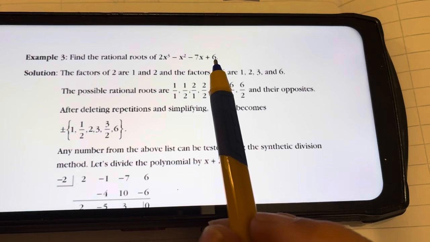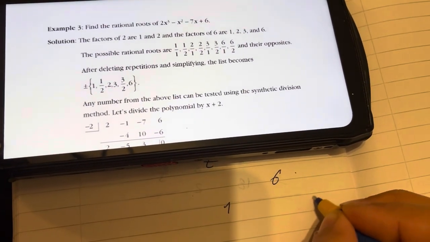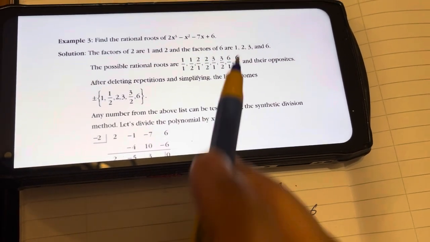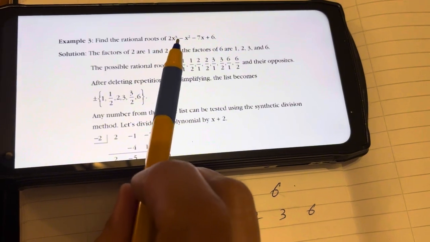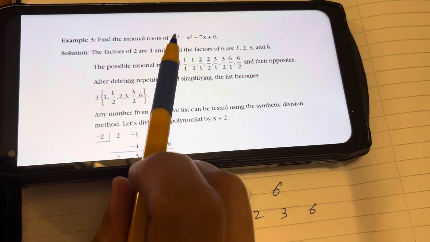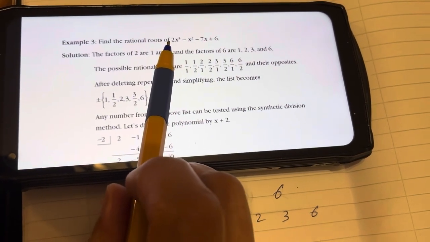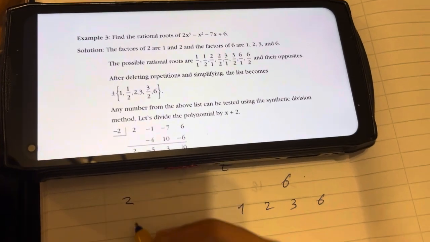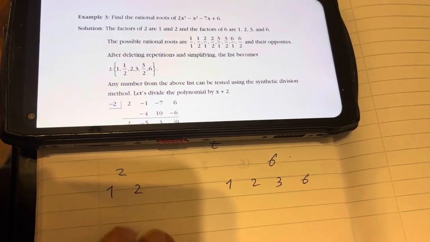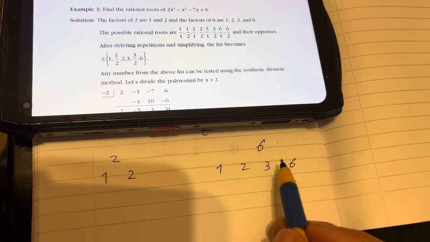So here you have the constant as 6. You will take the factors of the 6, which is 1 times 6, or 2 times 3. So you have 4 factors of the number 6. The coefficient of the highest variable, sorry, is 2. So what are the factors of 2? 1 times 2. So your solutions of this is one of the set, this over this.